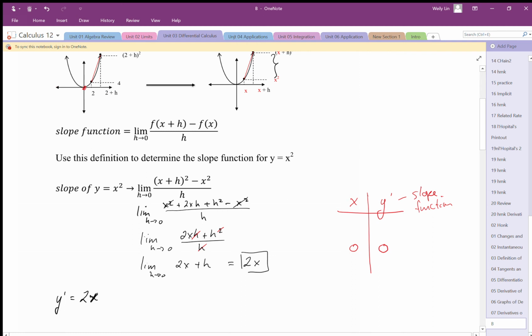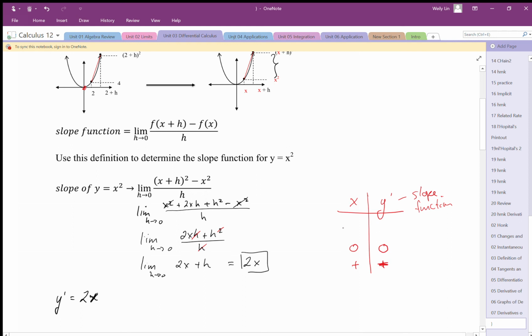Okay, what about for positive x's? For all positive x values, it looks like I have positive slope up here. Well, if I plug in positive for x here, I get a positive slope value. That seems to be correct. And as x gets bigger, it looks like I'm getting more slope. And as x gets bigger, my slope values increase. That is very consistent with the formula.